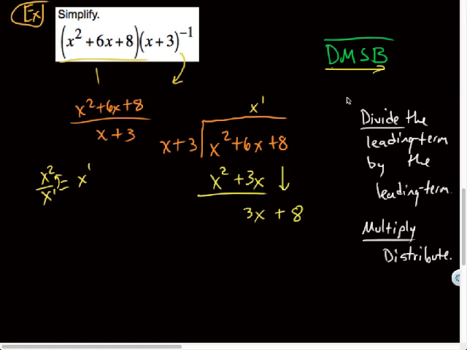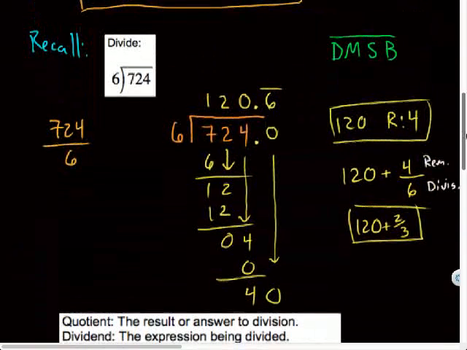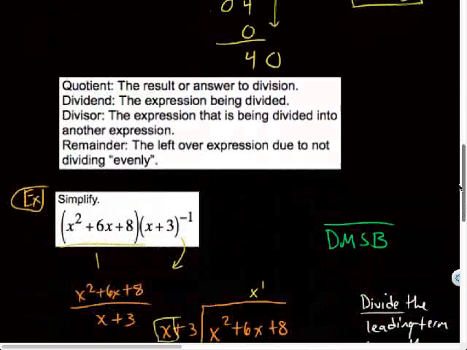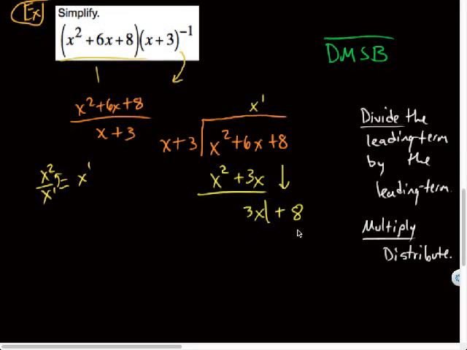Now what do I do? Start over. Let's divide again. What am I going to divide? The leading term by the leading term. Remember when we started over here? I figured out how many times 6 goes into 12 that time, and I wrote my answer up here. So try to piece this together. Once we start going at this fast, you guys will be awesome at this. So what's 3x divided by x?